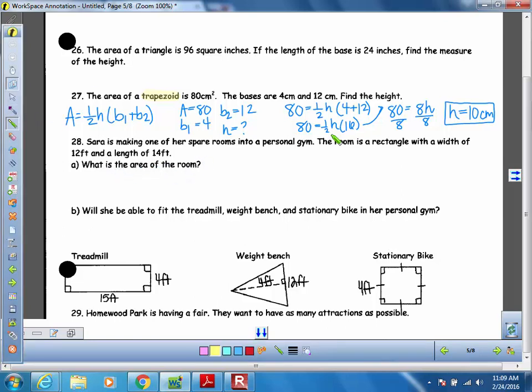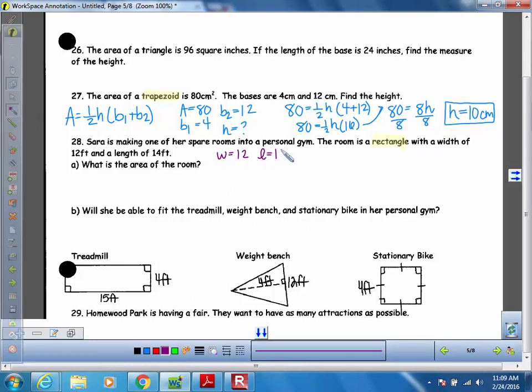So the first thing that we know that's important is the fact that we're looking at a rectangular room. They give us that the width is 12 and the length is 14. To find the area of a rectangle, we always do area equals base times height. Here it would be length times width. That's the same thing. So our area is going to equal 12 times 14, which means our area would be 168 feet squared.